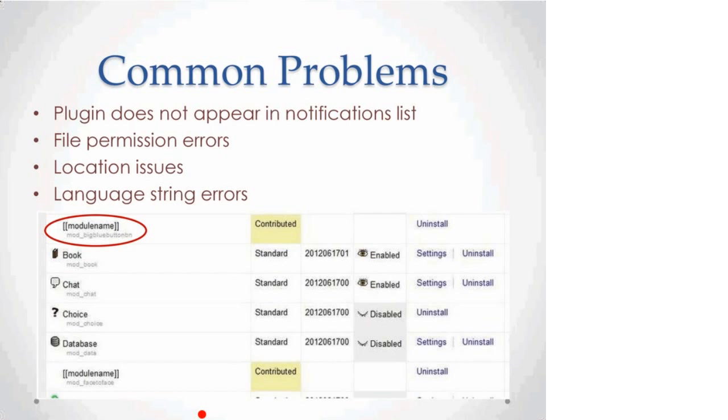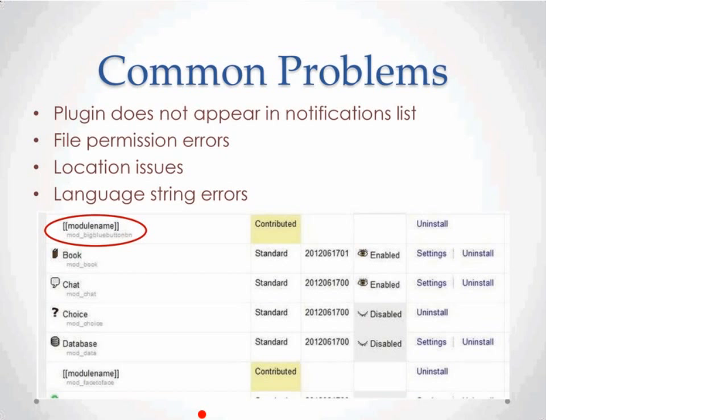Common problems will usually start to appear here onwards, so keep your eye open from here. And these can be the plugin not appearing in the notification list to start with. Also file permission errors or location errors. Usually you'll be given some kind of idea or error message to help you understand what went wrong.